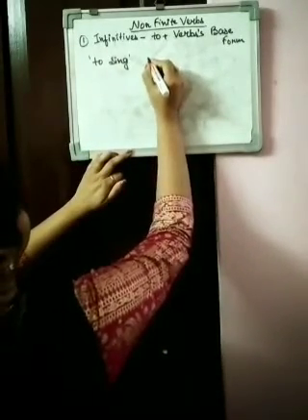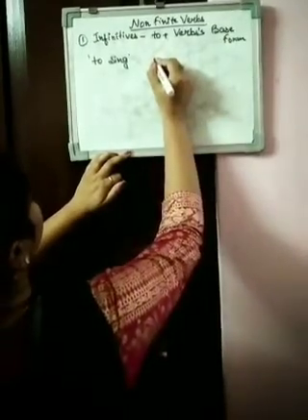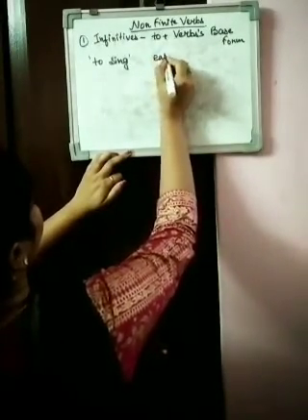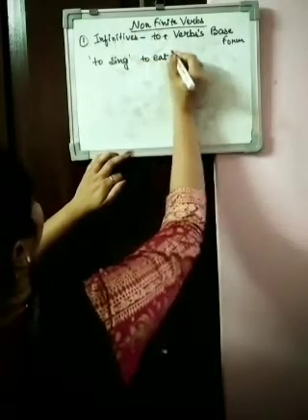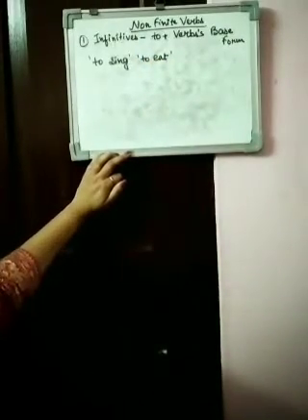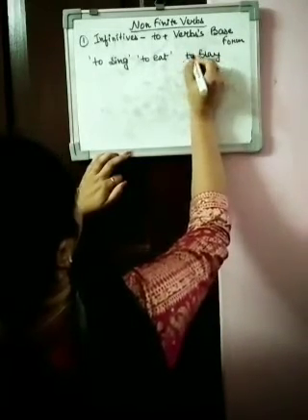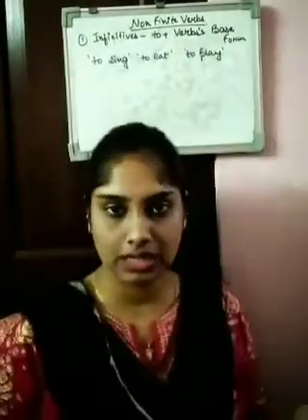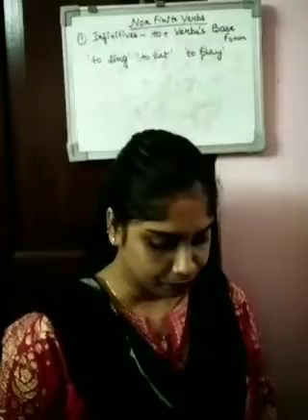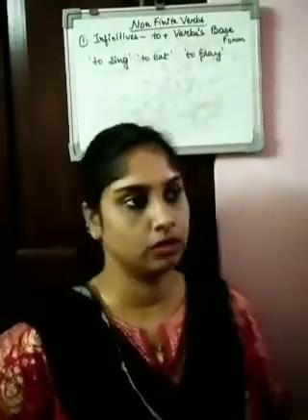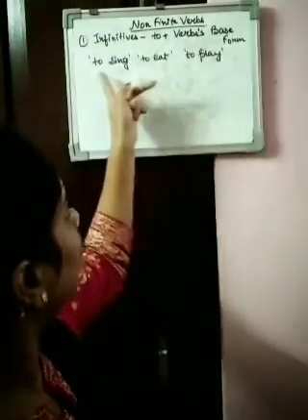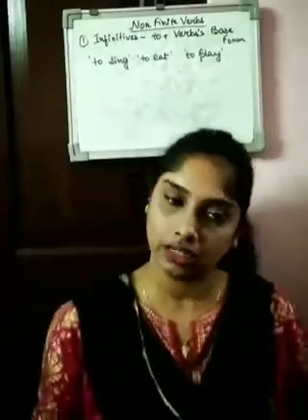Let's take another verb, for example, eat. When we add to, it becomes an infinitive. Then let's take another, play. When we add to, it becomes an infinitive. These are infinitives. When this to is present, they are infinitives.